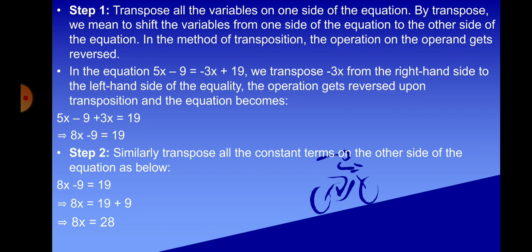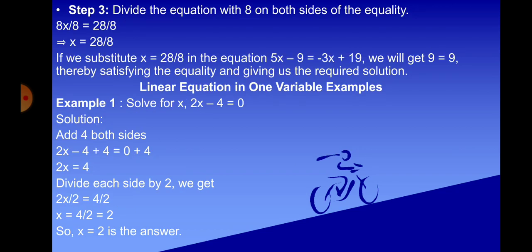Step 2: similarly, transpose all the constant terms to the other side of the equation as below. 8x - 9 = 19, 8x = 19 + 9, 8x = 28. Step 3: divide the equation by 8 on both sides. 8x/8 = 28/8.